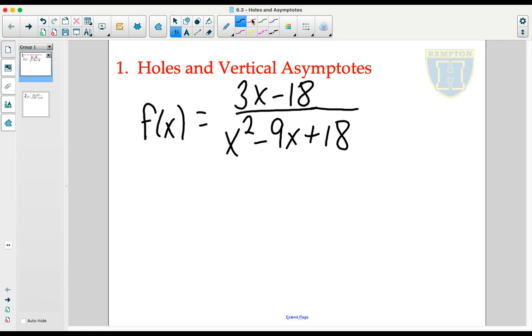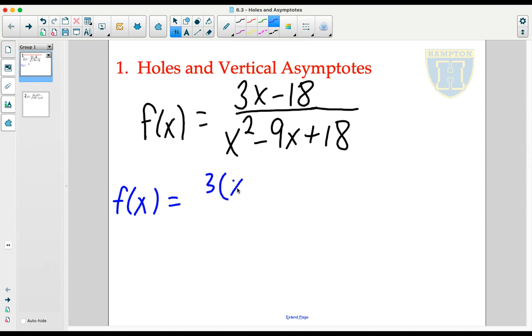Let's begin our look into distinguishing between holes and vertical asymptotes in rational functions with our function here, f of x equals 3x minus 18 over x squared minus 9x plus 18. Our first stop, as always, should be to give some consideration to the factored form of this rational function.